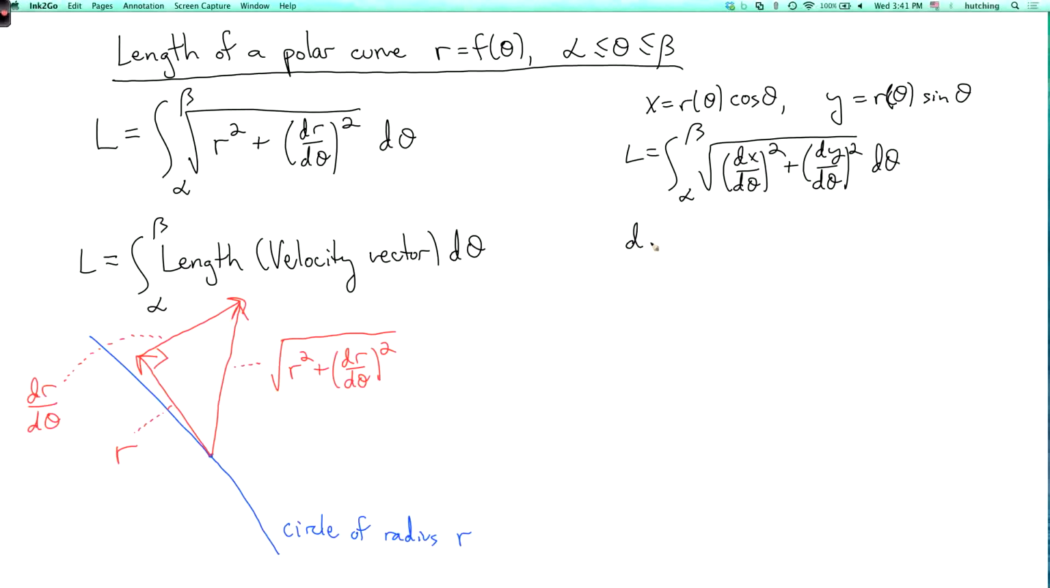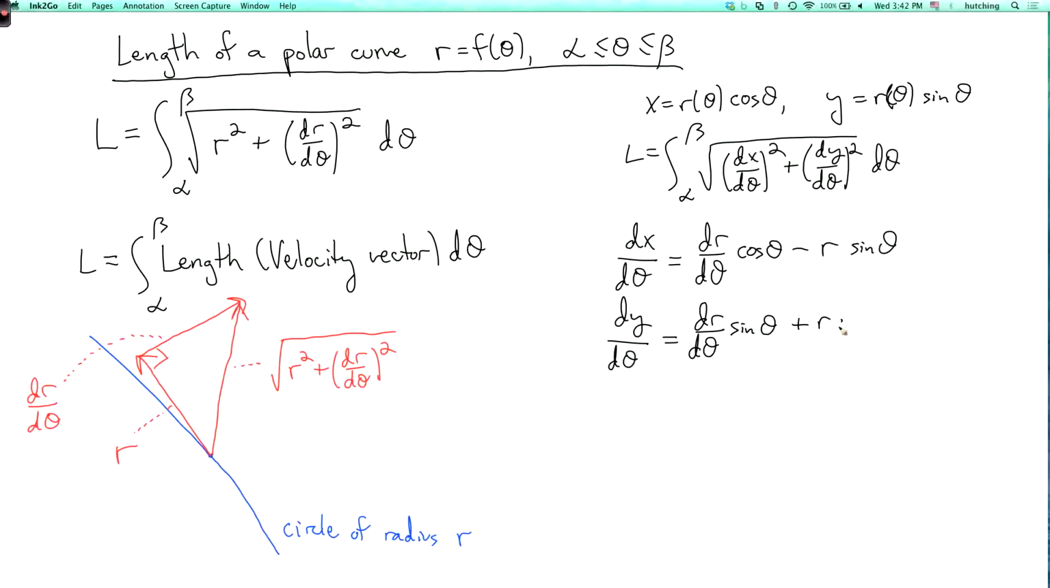So let's figure out what (dx/d theta) squared plus (dy/d theta) squared is. So dx/d theta equals dr/d theta times cosine theta minus r sine theta. dy/d theta is dr/d theta sine theta plus r cosine theta.